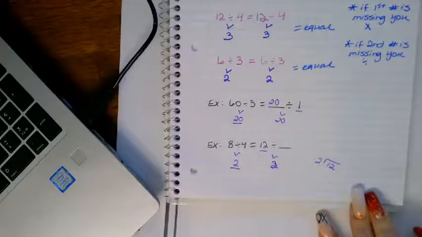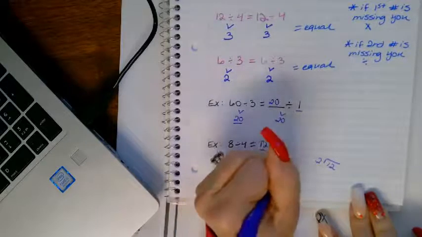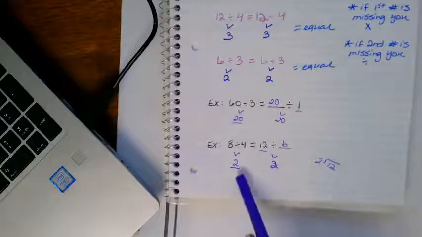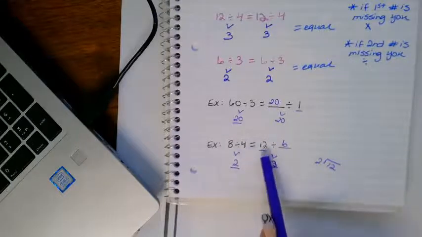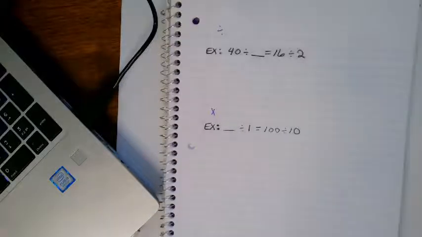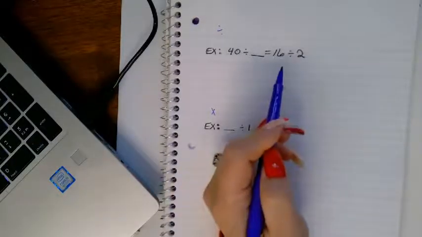12 divided by 2 is what? Good job. Thank you, Noah. Everybody else get that? So now we have our sides the same. 8 divided by 4 is 2. 12 divided by 6 is 2. Okay, let's see if Keisha's right. So 16 divided by 2 is what? Anybody tell me? Or were you just telling me what the side equaled, Keisha?